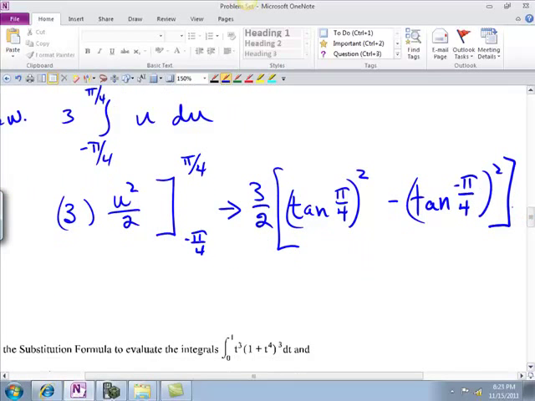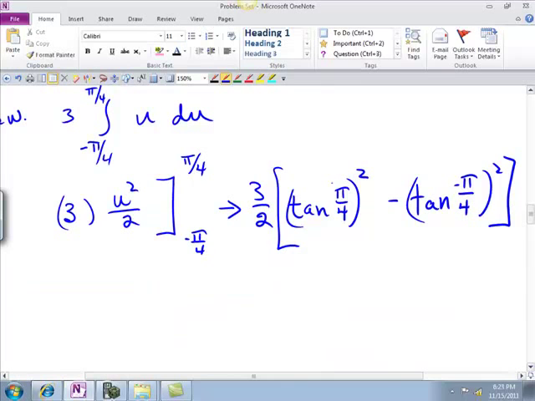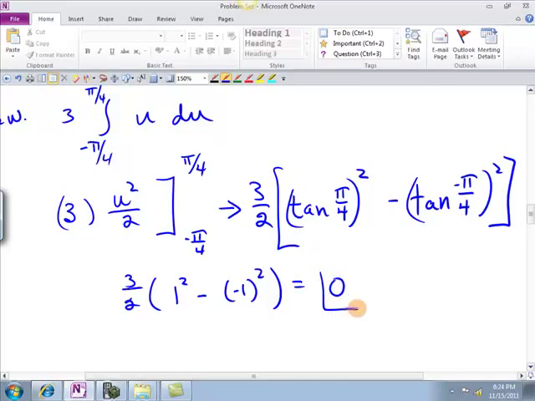All right, so now it's your job to find out what is the tan of pi over 4. 1. It's 1. So we've got 3 halves times 1 squared minus a negative 1 squared. What's that going to give me? 0. And I think if you printed my notes beforehand, the 2 got left off in part of it. It ended up not affecting the answer, but I caught it when I was looking at it later. But it ends up being 0.